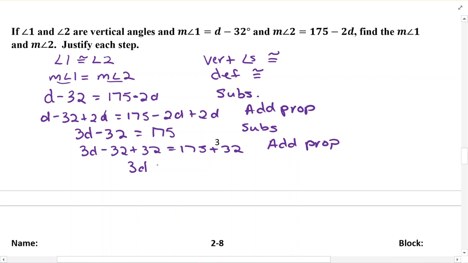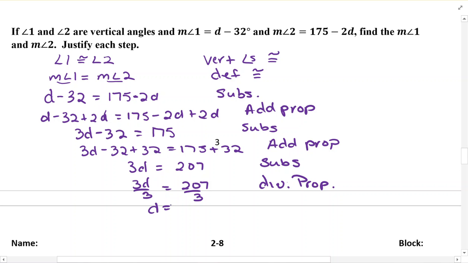which gives us 3d equals 207, and that is substitution. Divide both sides by 3, and that's a division property. Gives us d equals 69, and that's by substitution.